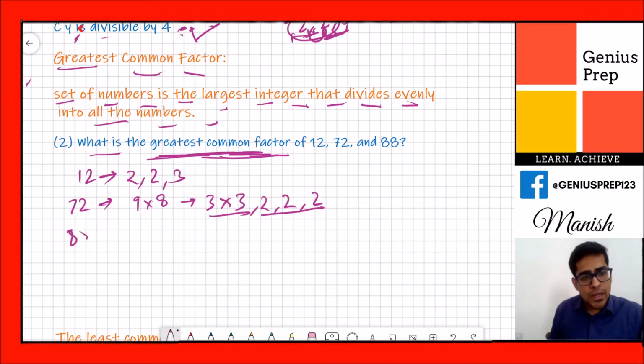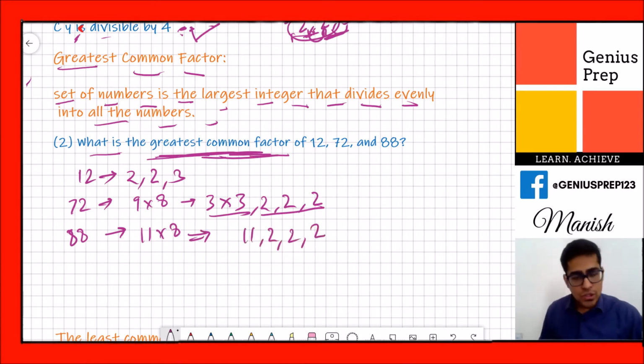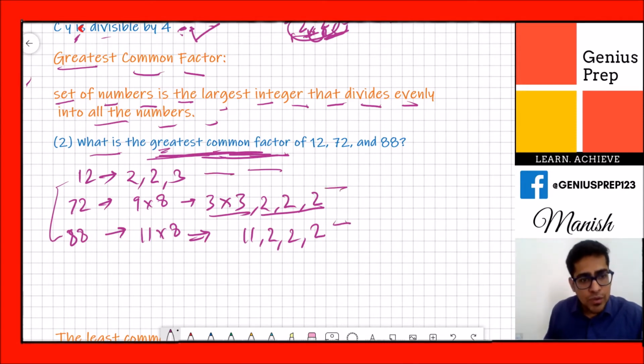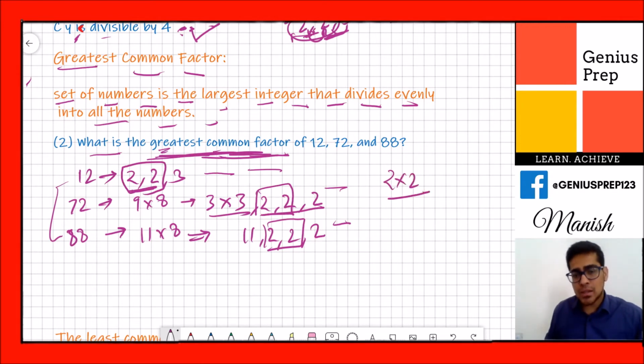Now 88: we can factorize it as 11 times 8, that is 11 cross 2 cross 2 cross 2. Now we need to find the common factors among these three numbers, or among these three factorizations. We see we have two 2s here, two 2s over here, and two 2s over here. So 2 cross 2 can be the greatest common factor.